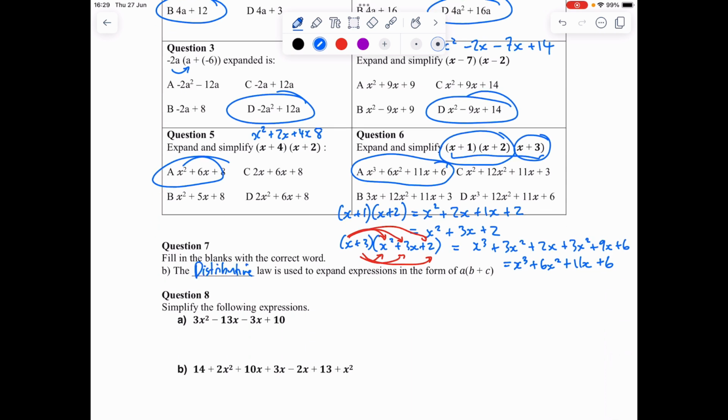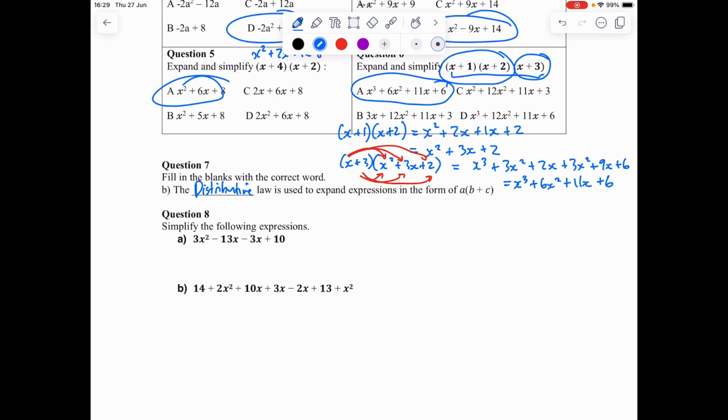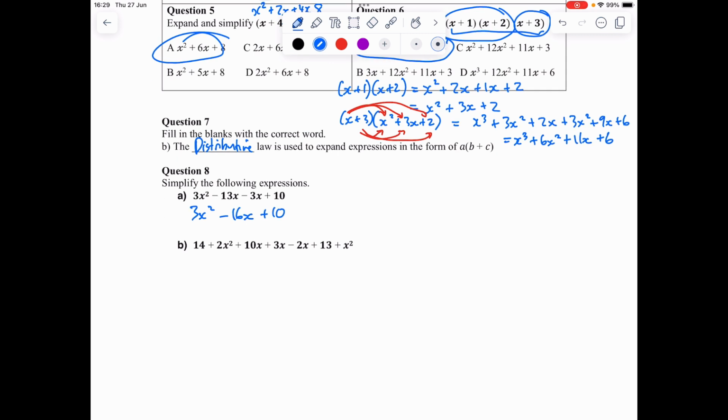Simplify the following expressions. So simplify is getting it as small as possible, collecting everything. There's no other x squared, so it's 3x squared. We have negative 13x. Take a further 3x. It's going to be negative 16x. Add 10. Next one, we have a number. We have another number. 14 plus 13, 27.